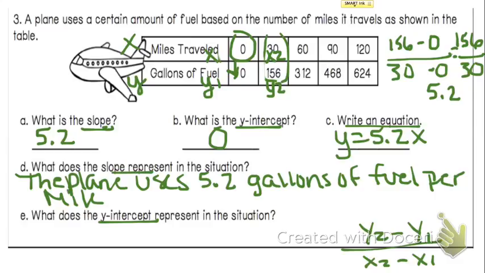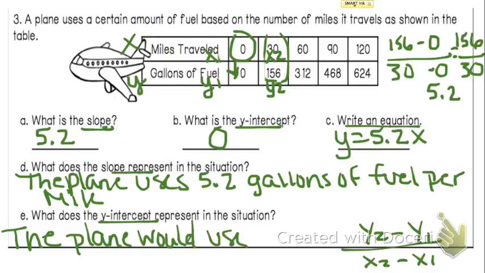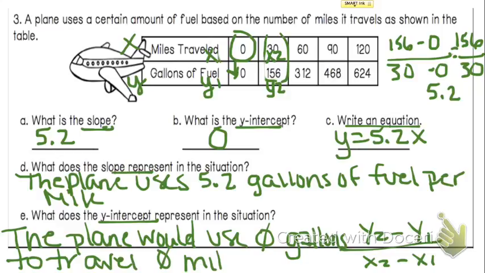Okay, and what does the y-intercept represent in this situation? The y-intercept represents, it's 0, so basically the plane would use 0 gallons of fuel to travel 0 miles. So the plane would use 0 gallons to travel 0 miles.